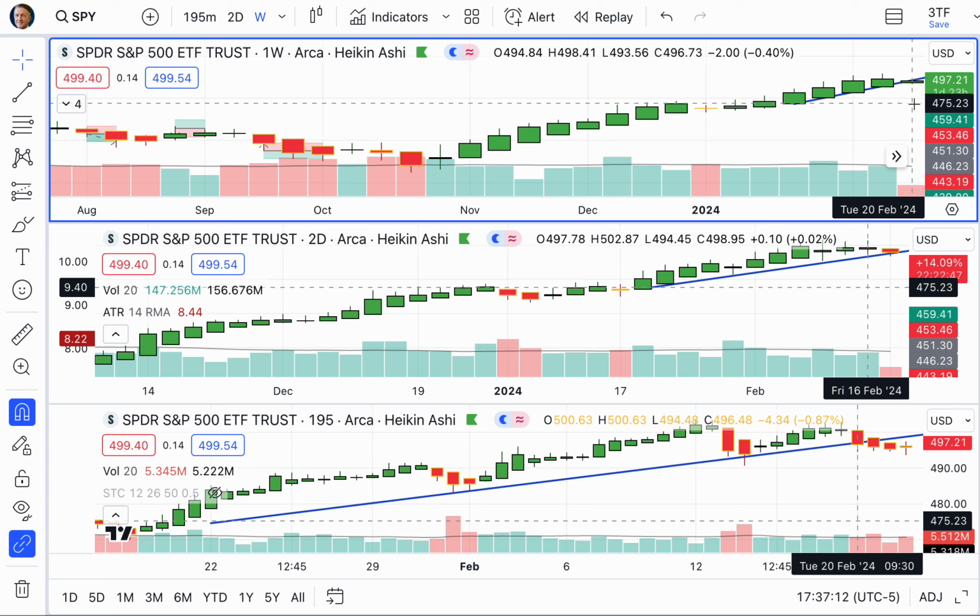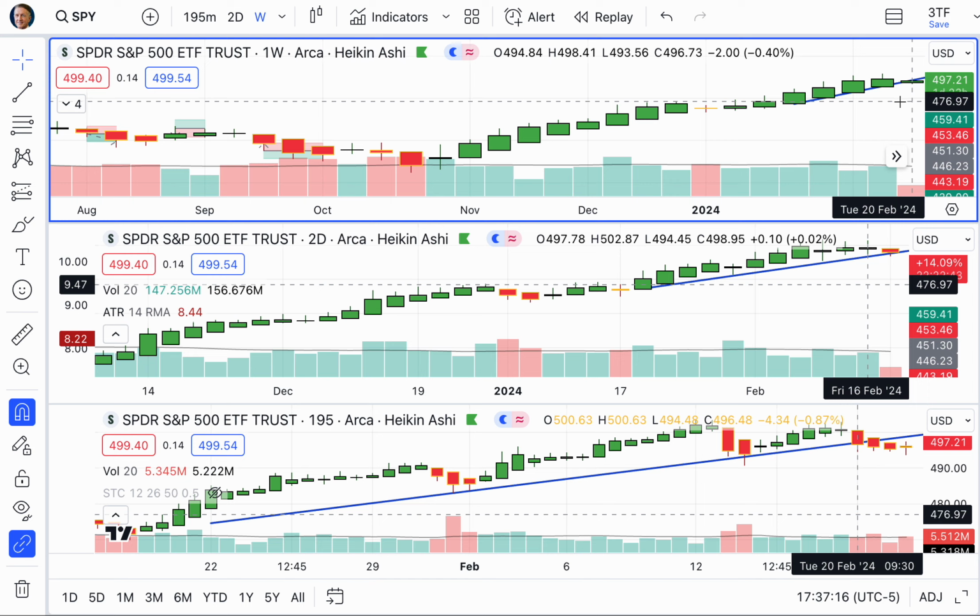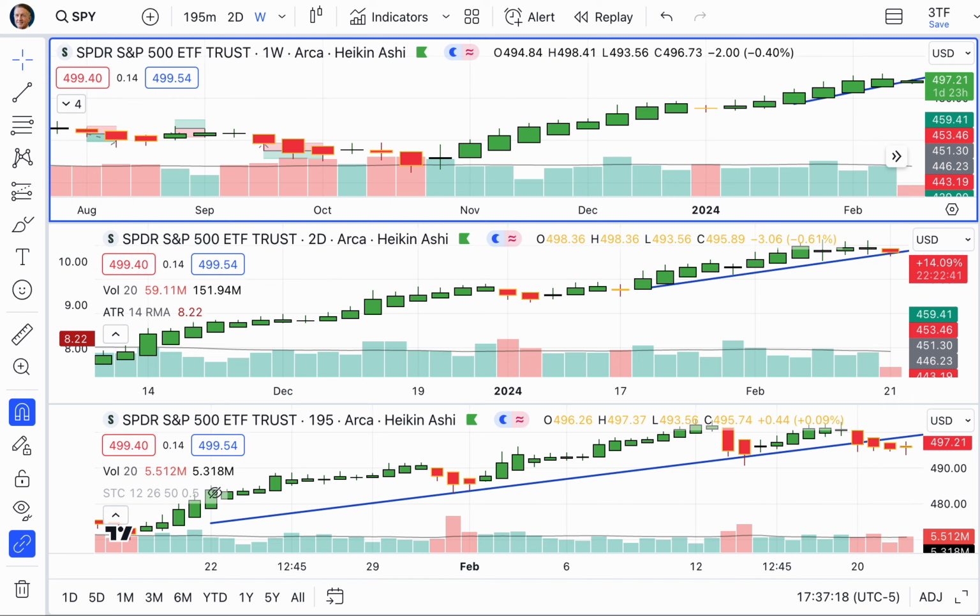Don't know that it's going to go down. Could just flatten out, maybe even give us a red doji and then start moving up again. We'll wait, we'll watch, we'll see.